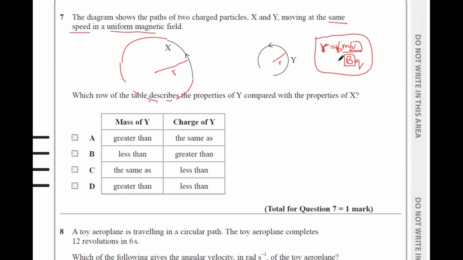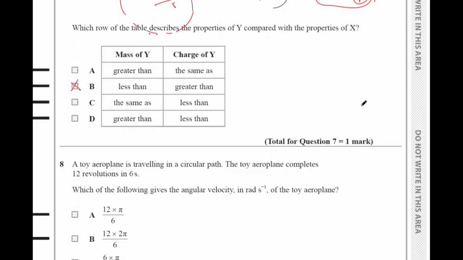It should have a lower mass, or it should be less massive than X. So mass of Y should be less than X. And Q is inversely proportional to R. Since they are inversely proportional, if the charge is greater, R will be lower. So charge of Y should be greater than X, and mass of Y should be less than X. So answer is B. It's pretty straightforward. What you need to do is use this formula. Based on that, with the help of that formula, you can easily find the correct answer.